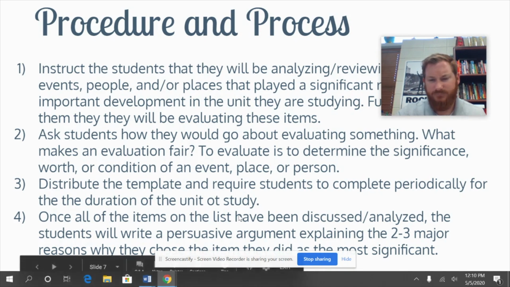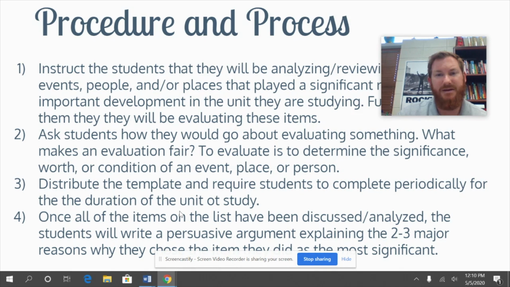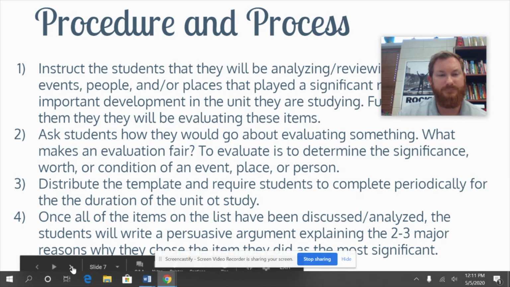Finally, you can use this as a writing prompt, and you can have students write a persuasive essay or persuasive paragraphs for why they chose the item that they did as the most significant.